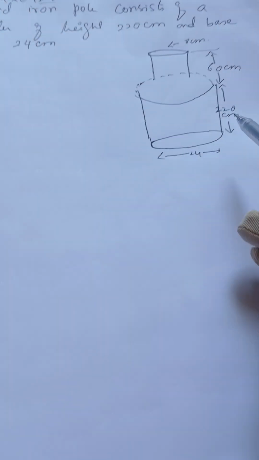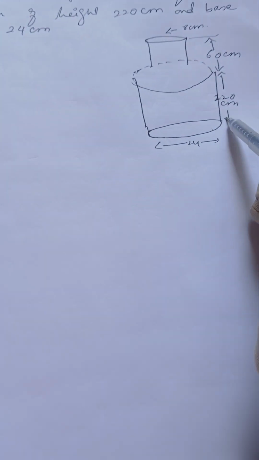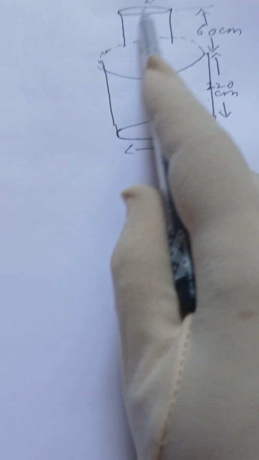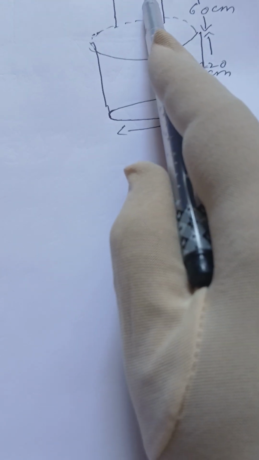There is a solid iron pole consisting of a cylinder of height 220 centimeters, and the base of this has diameter 24 centimeters, which is surmounted by another cylinder of height 60 centimeters, and the radius is 8 centimeters. Find the mass of the pole. How much mass of the pole is there?